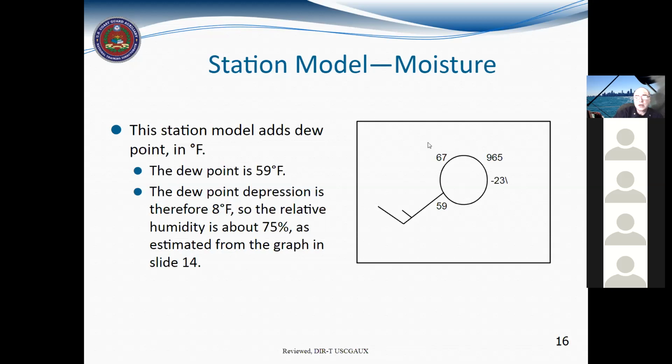So the temperature here is 67. The dew point it shows is 59. So the dew point depression is 8 degrees less than the actual temperature. So dew point depression is 8 degrees Fahrenheit. So the relative humidity is about 75% as indicated by that last graph. So we're going to go back and look at that. Remember 67 and 59.